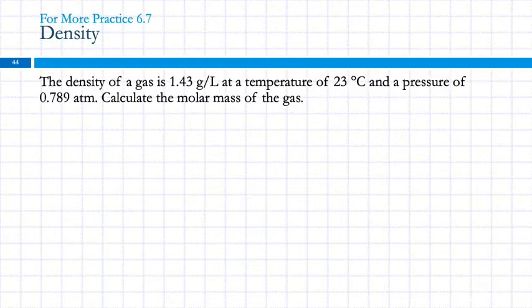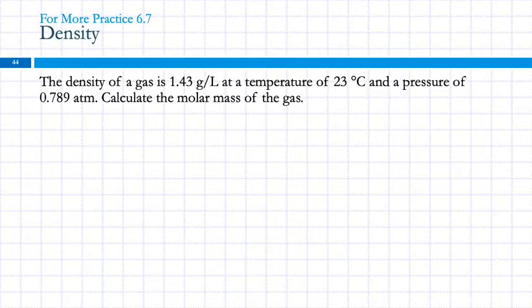4.91 grams per liter. The density of a gas is 1.43 grams per liter at a temperature of 23 degrees Celsius and a pressure of 0.789 atmospheres. Calculate the molar mass of the gas. So you could use the equation that the book gives. And if you have the equation in front of you, that's probably the simplest way.